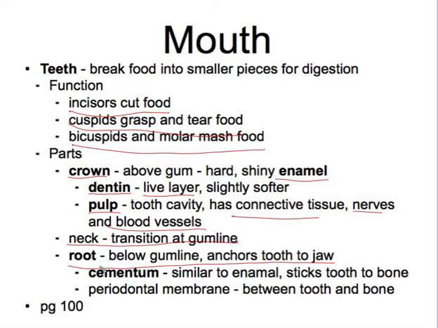Where your tooth actually meets your jaw, it's surrounded by this thing called cementum, which is similar to the enamel that surrounds your teeth, but this sticks the tooth to the bone, which holds your teeth in place. And then you have this structure called the periodontal membrane, which surrounds the tooth and the bone both, providing a covering.